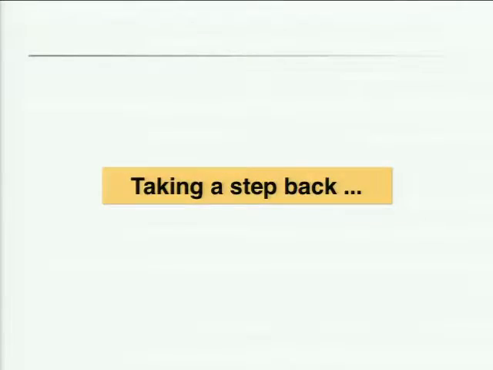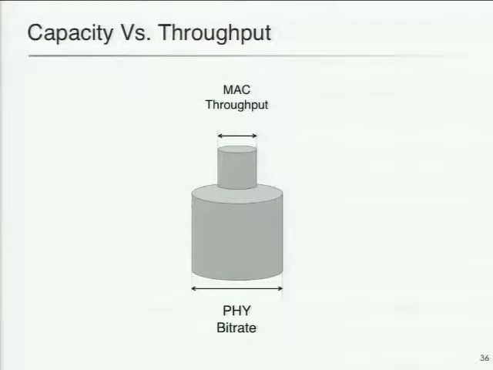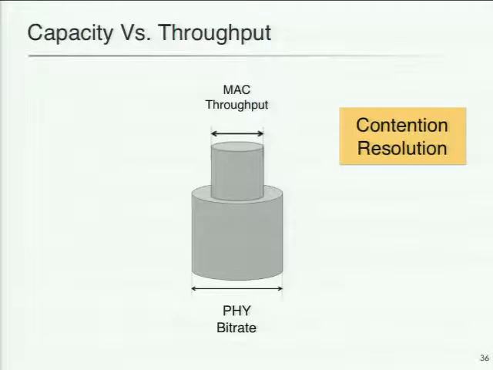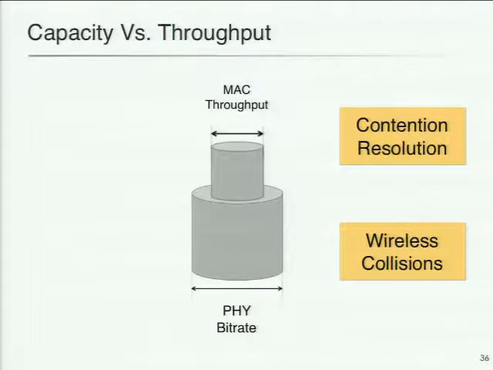So let's take a step back at this point. We started off to reduce the gap between MAC layer throughput and physical layer bitrate. And we found that if we can solve the challenges in contention resolution, this gap can reduce. Another problem we can solve to reduce that gap further is wireless collisions. Why? Because during a collision, the physical layer is transmitting at the best bit rate possible, but at the MAC layer your packet is corrupted and hence your effective throughput is 0, contributing to that gap.